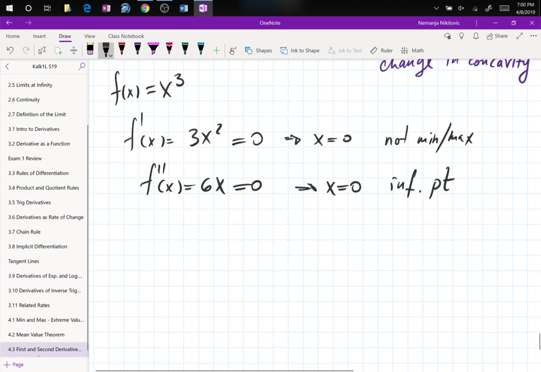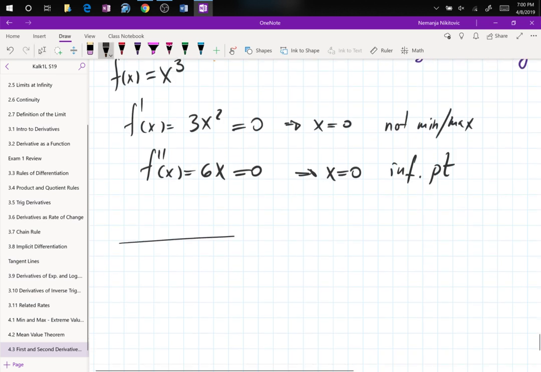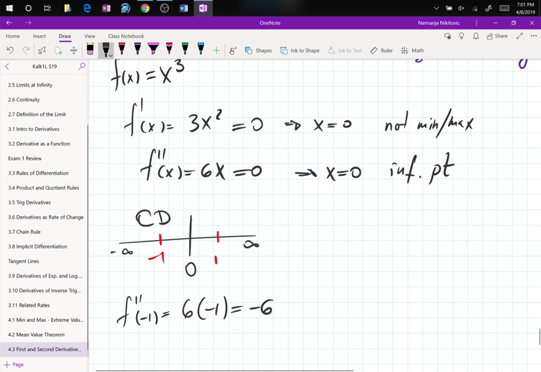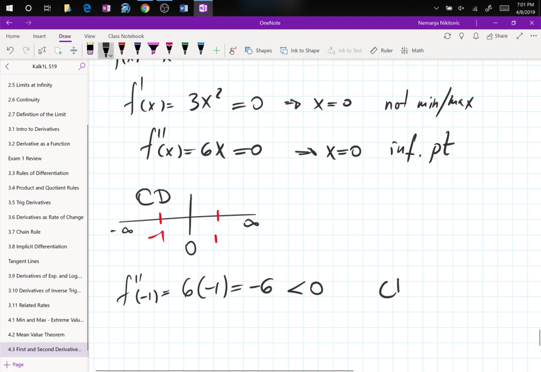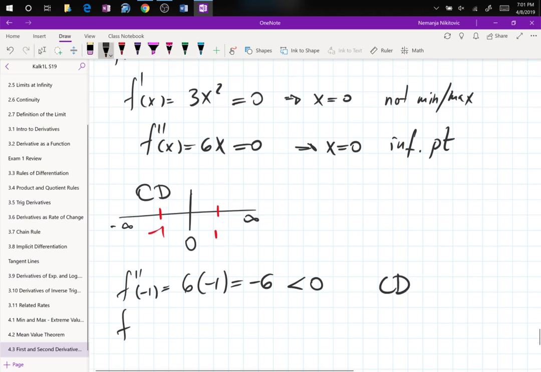So what we have is a partition at 0, the test points at -1 and 1, and the second derivative test using the second derivative, 6 times -1 is -6. So now we have a concave down because -6 is less than 0. That's concave down. And the second derivative computed at 1 is 6 times 1, which is 6, which is larger than 0, which is concave up.